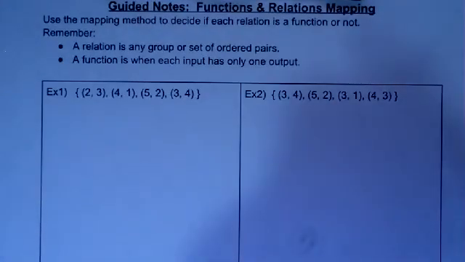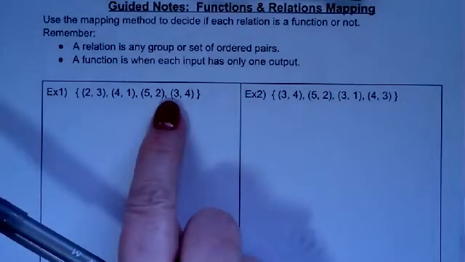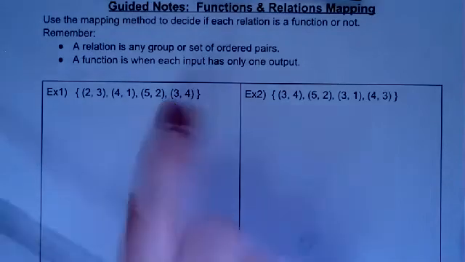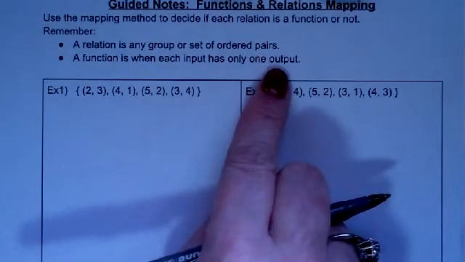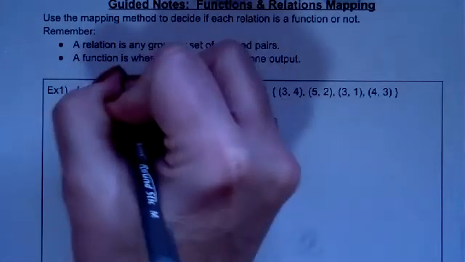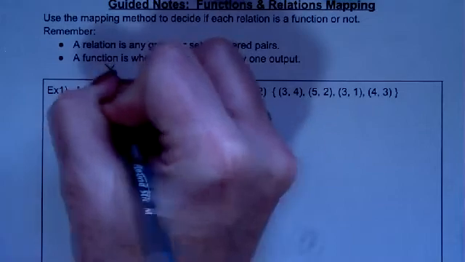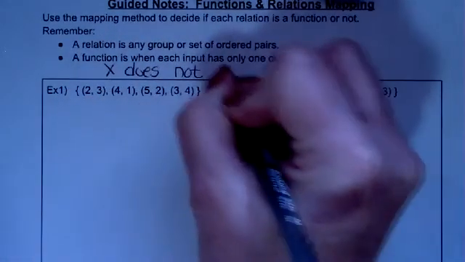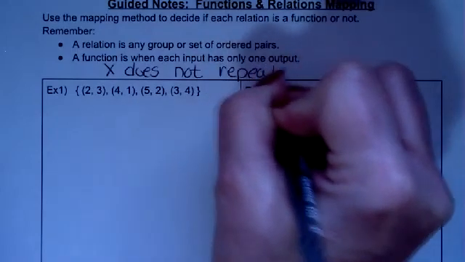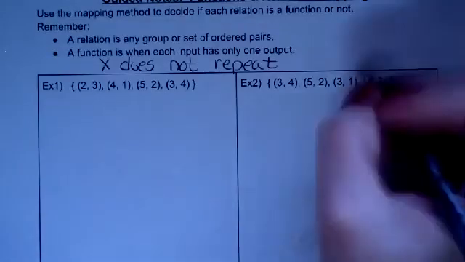Now, a function is a relation or group of ordered pairs where each input has only one output. Now, what some people will say is that X does not repeat. Okay, X does not repeat.